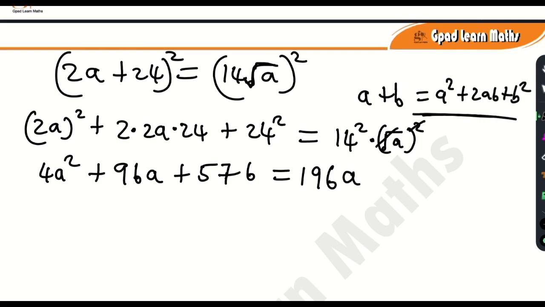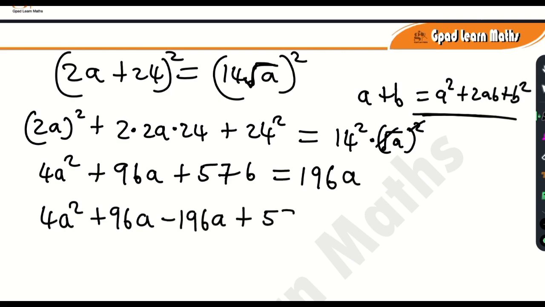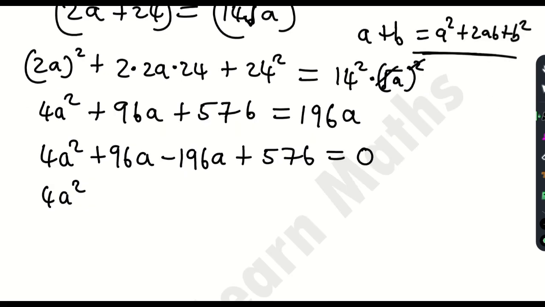Let's do that. So I have 4A squared plus 96A. Let's move 196A to the left hand side. You have minus 196A, then plus 576 is equal to what? 0. Now you have 4A squared. What is 96A minus 196A? That would be what? Minus 100A. Then we have plus 576 is equal to 0.